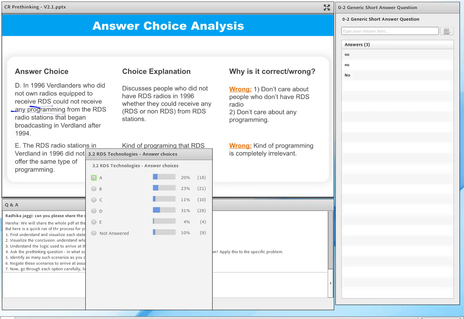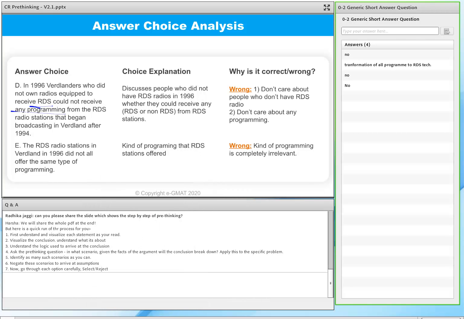Because practically no one chose the choice that says transformation of all programs to RDS tech. Why? When the argument tells you that you need an RDS transmitting radio, that's a constraint given in the argument, and you can't break those constraints. Remember, GMAT critical reasoning is a test of logic, not your prior knowledge. If the argument gives you a constraint, you can't go beyond that constraint.